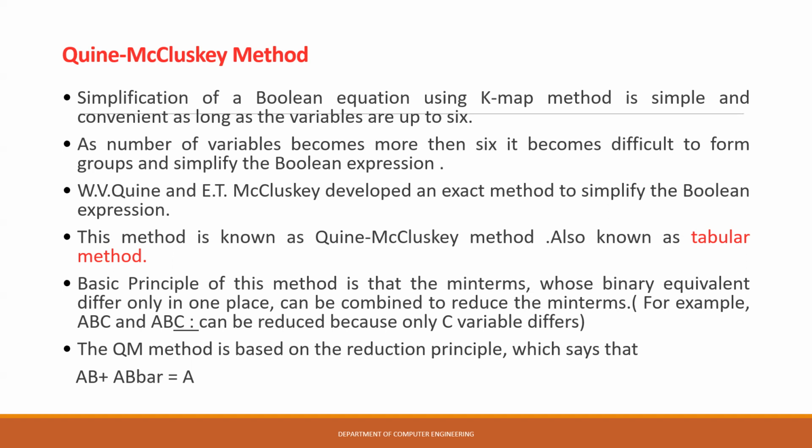The Quine-McCluskey method is based on the reduction principle, which says that AB plus AB bar is equal to A, because A is common. For B and B bar, by using the OR law, we can represent B plus B bar as 1. That's why the simplified answer is A. In AB plus AB bar, A is common and in the bracket only B plus B bar remains, and this bracket term is simplified by using the OR law. That's why we get the answer A.